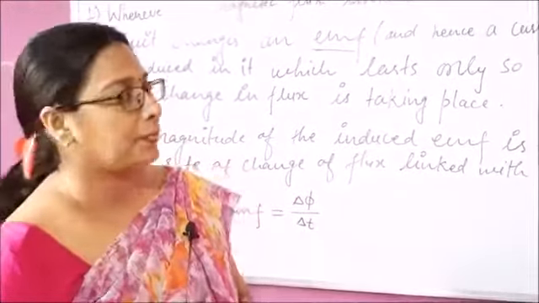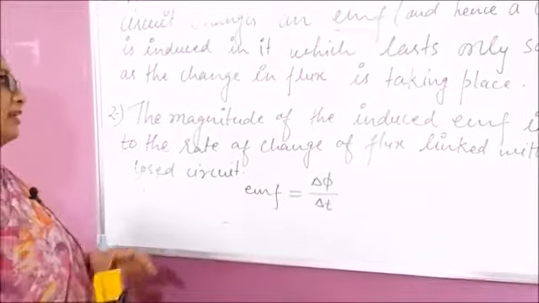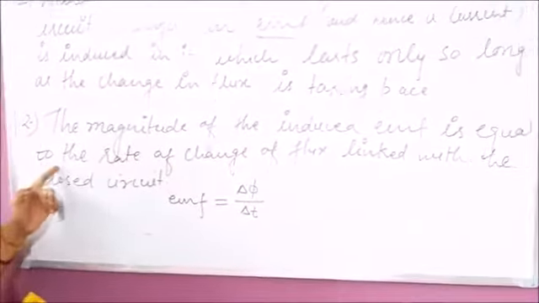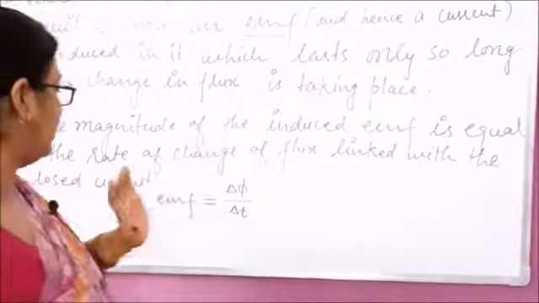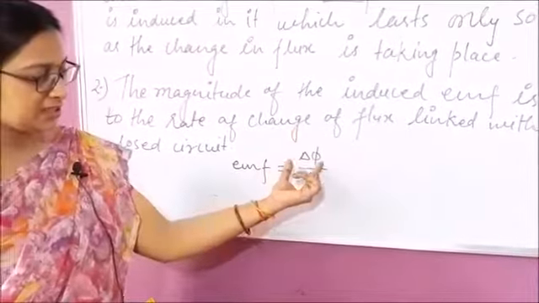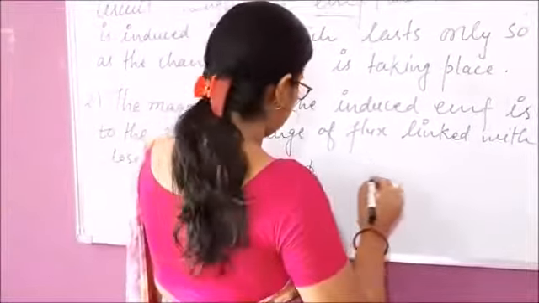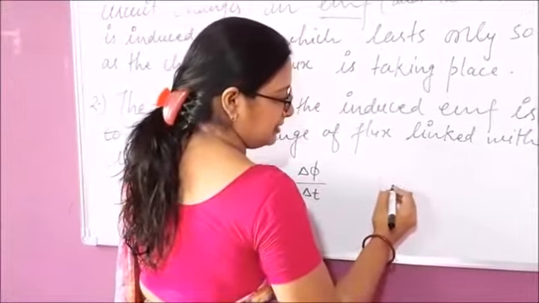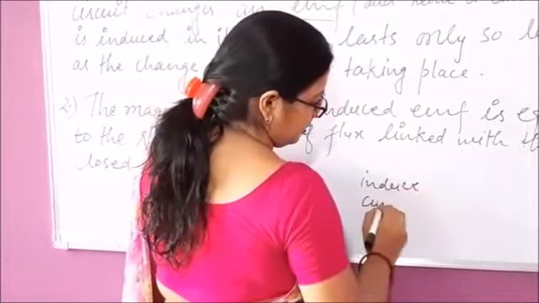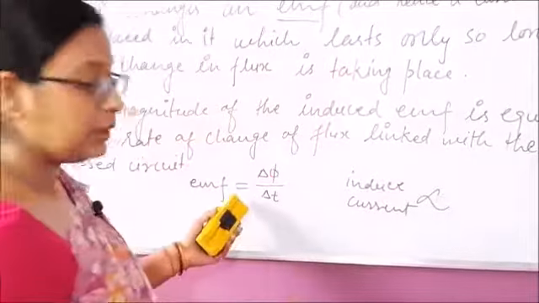Okay, now the second law of Faraday is: the magnitude of induced EMF is equal to the rate of change of flux linked with the closed circuit, and mathematically EMF is equal to change in flux with time. And class 10 students will write induced current is proportional. Here the equal to sign is there.